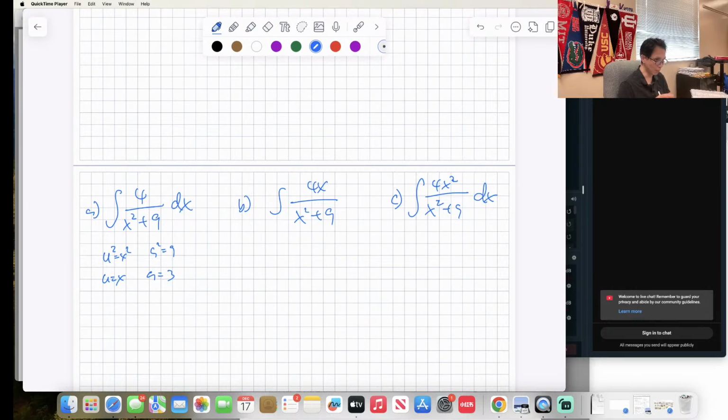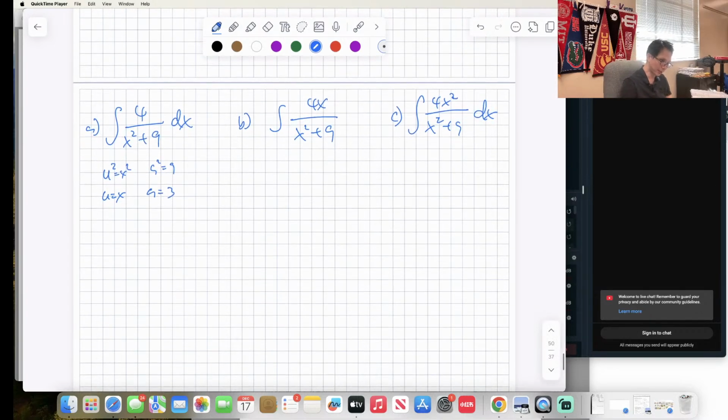Because sometimes you have du to worry about. In this case, you don't have du, because if, let's just say, it's a 4x squared, then u is gonna be 2x, and the du is gonna be 2dx, and that's gonna change the answer slightly. That's what everybody threw off last time. So you gotta make sure that that is written down correctly. So you can take out a 4, it'll be dx over x squared plus 9, and that's gonna be 4 over 3 arctan of x over 3 plus c, and that will be correct.